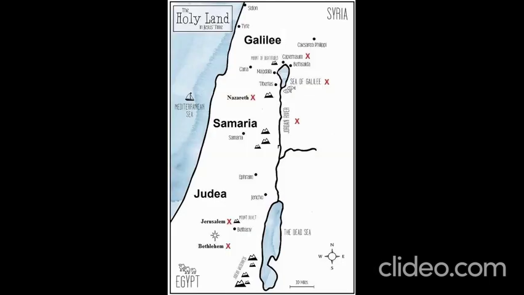The city of Jerusalem can be seen on this map of the Holy Land. Remember the 3 parts of the Holy Land? On the top, Galilee. Below Galilee, Samaria. At the bottom, Judea. Jerusalem is in Judea, and it is marked with a red X on this map. Jerusalem is near Bethlehem, where Jesus was born.